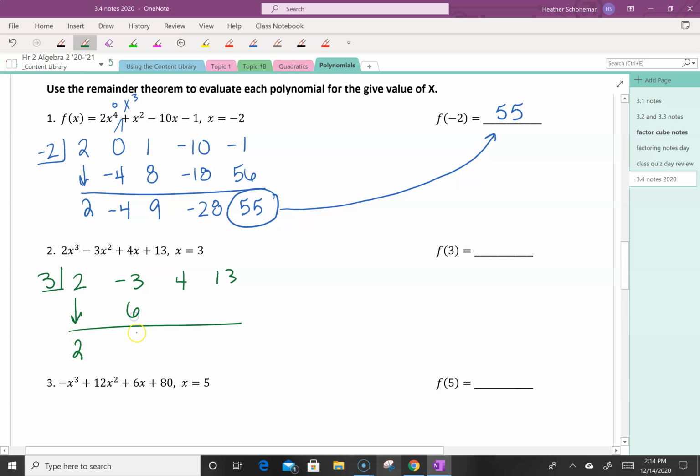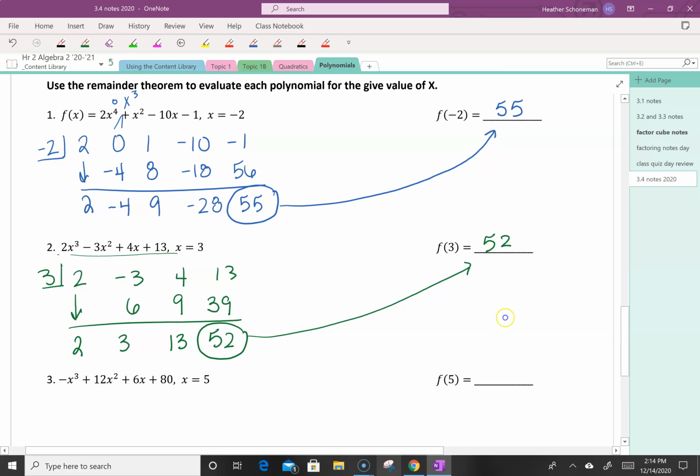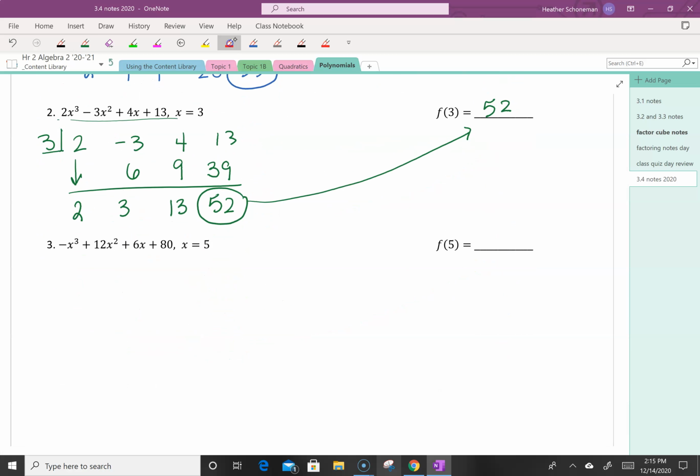2 times 3 is 6. Add and get 3. Multiply, get 9. Add and get 13. Multiply and get 39. Add and get 52. So if I plugged 3 into this polynomial and evaluated, I would get 52. But this way, I don't know if shortcut's the right word, but it might be a quick way of getting the answer. Last one, I'm going to plug in 5.